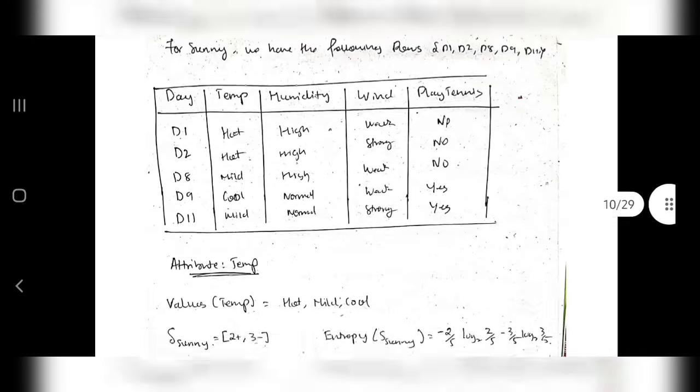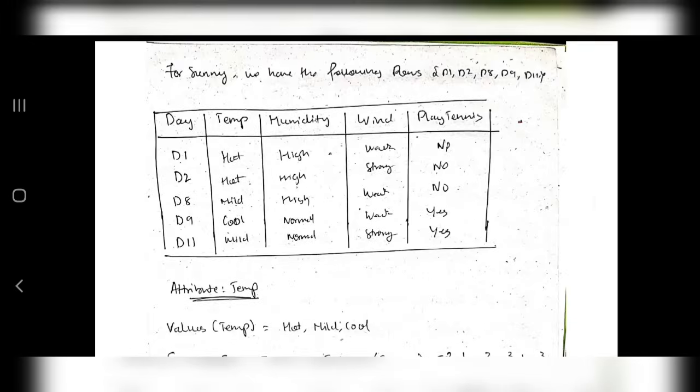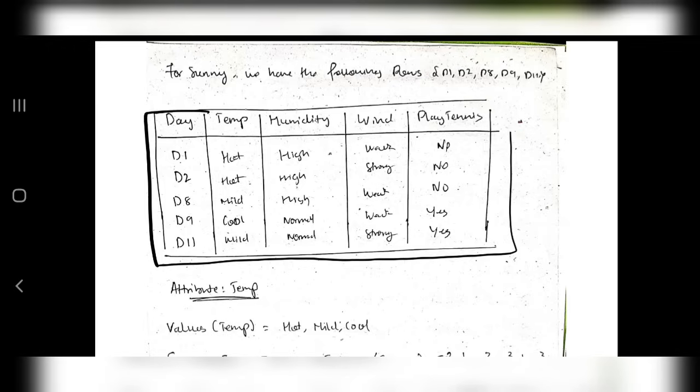The same thing for sunny you have to calculate. Now what we are considering first, you have to observe carefully. In temperature, on which basis have we done this? The whole table is for sunny only, right?